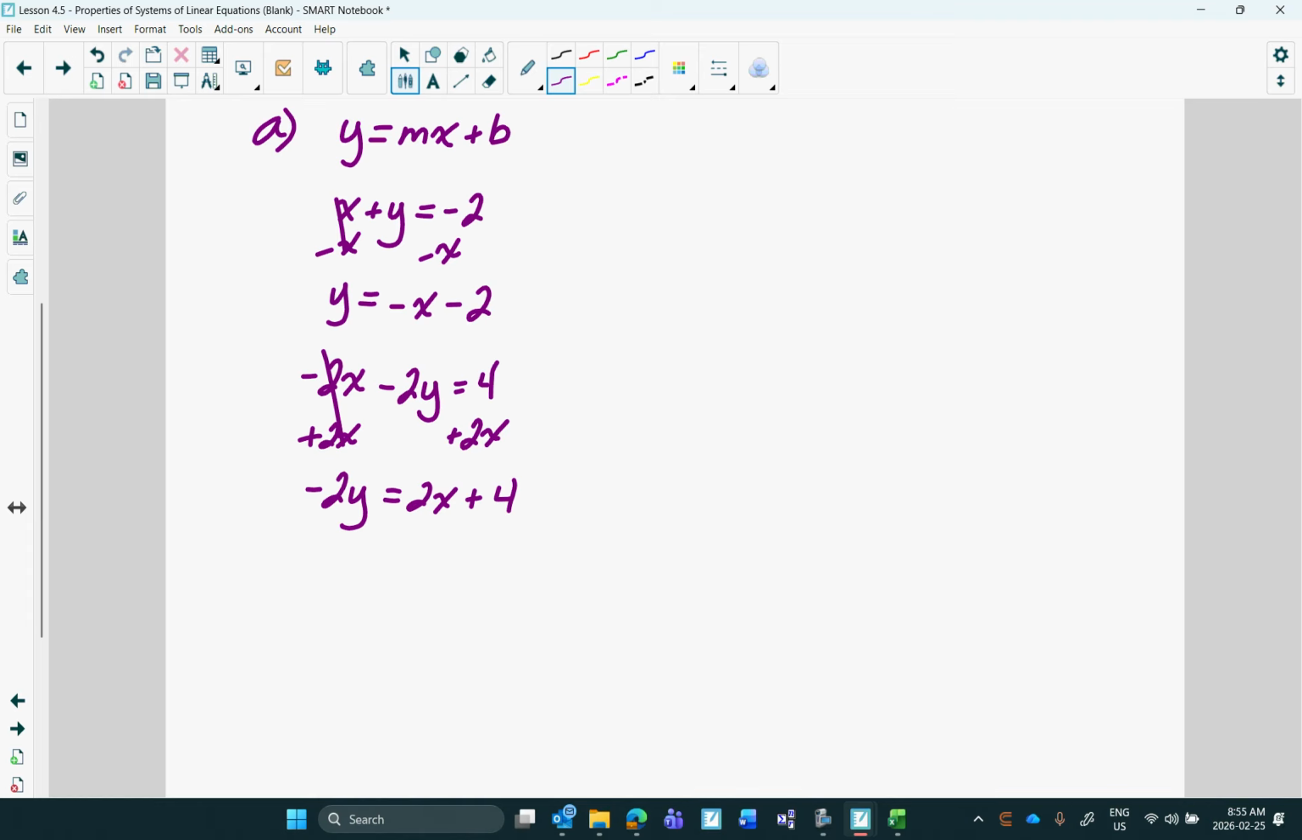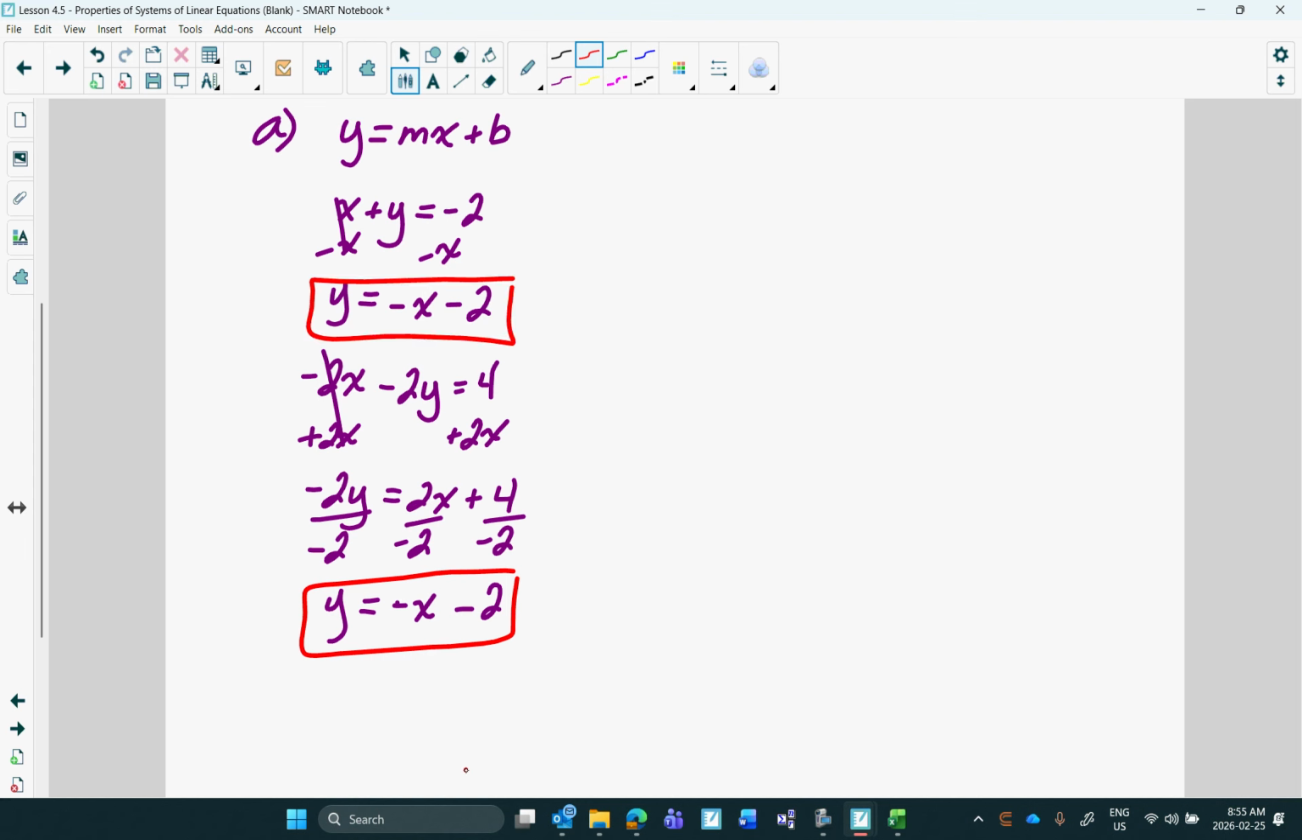What do I have to do to get y by itself? Divide by negative 2. And I get y equals negative 1x, or just negative x, minus 2. So these are the two equations I want to look at.